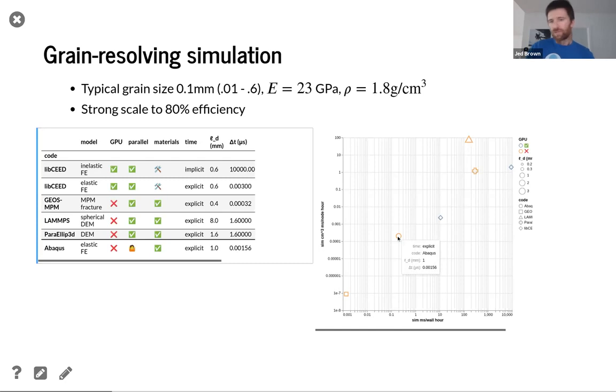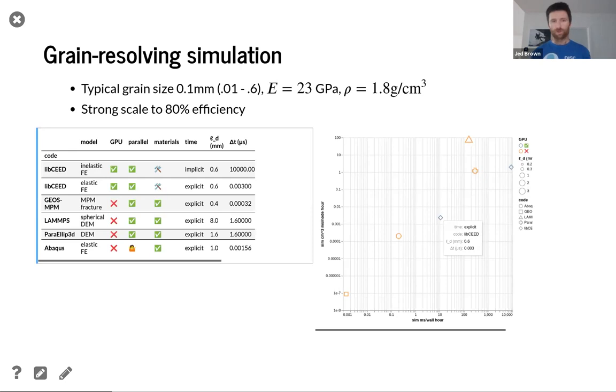Then there's some commercial software here called Abacus. These two packages only resolve the particles. They don't work with the binder. So they treat the particles as discrete objects instead of taking a field-based discretization of them. And our work here are the two blue dots.